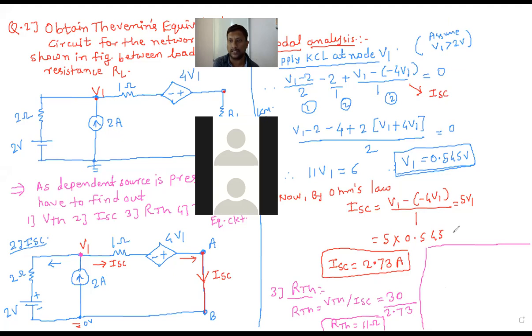Now I will draw the Thevenin's equivalent circuit here. So VTH in series with RTH across A and B. So this is RTH. Now you can mention the values of VTH and RTH here. VTH is 30 volt and RTH is 11 ohm. So this is the Thevenin's equivalent circuit for this question.